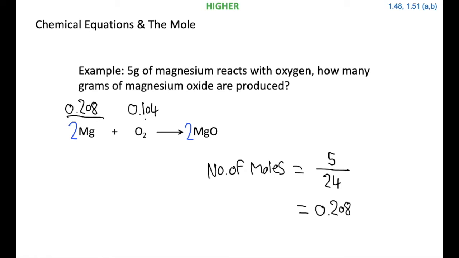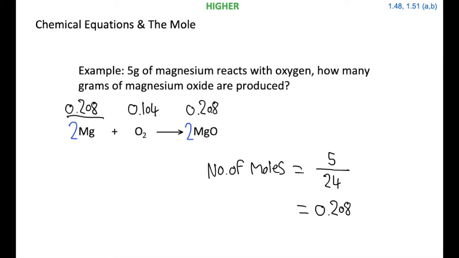But we're not actually interested in oxygen. The question is focusing on magnesium oxide. We have the same number in front of magnesium as we do in front of magnesium oxide. This means however many moles of magnesium reacts, the same number of moles of magnesium oxide will be produced. 0.208 moles of magnesium reacting means 0.208 moles of magnesium oxide will be produced.